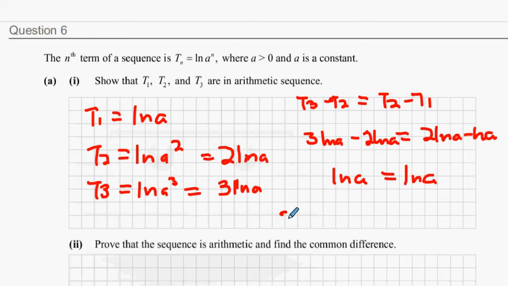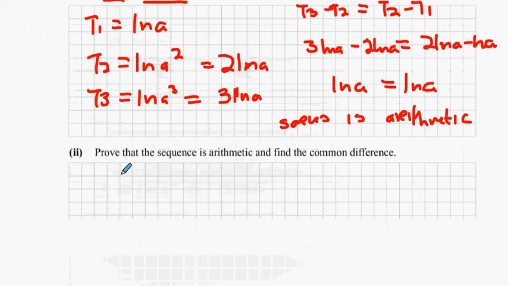Series is arithmetic. Prove that the sequence is arithmetic and find the common difference. Okay, so that just shows that the first three are arithmetic. It doesn't show that everything's arithmetic.